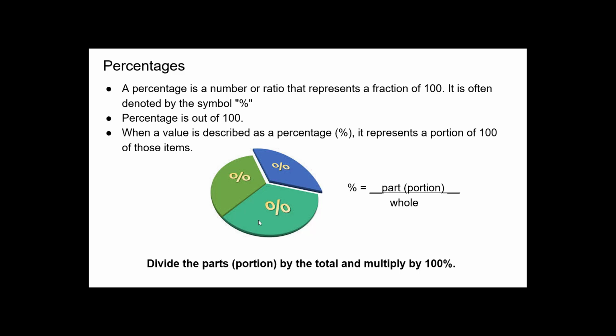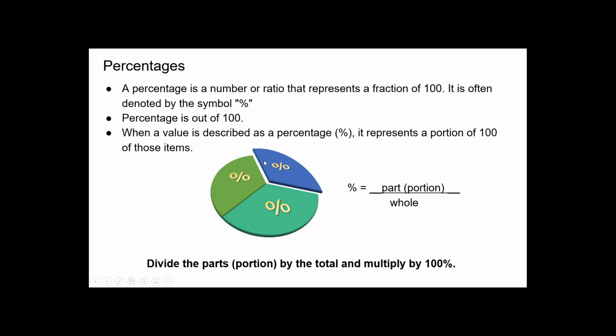All right, so percentage is out of 100. So when you see a percent sign, the sign itself, that means it's out of 100. The problem may not be, but when you get it to the percent form, it's out of 100. When a value is described as percentage, it represents a portion of 100 of those items. So we're talking about when you see the sign. So think of this as a pie, and if you want to know what percentage of a slice was, that's going to be on top. So the bottom is always the whole portion of the whole thing, the total of whatever it is you're looking at. And the part is the section, whatever it is that you're looking at.